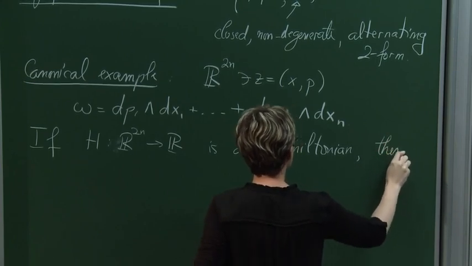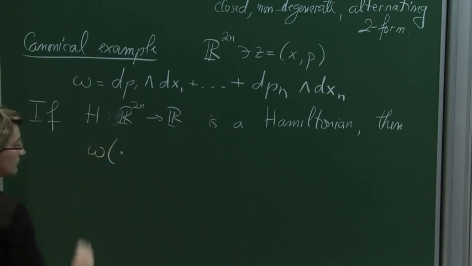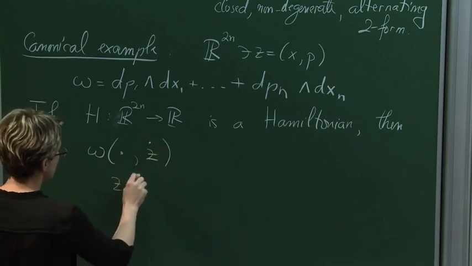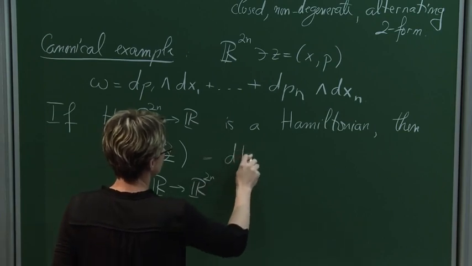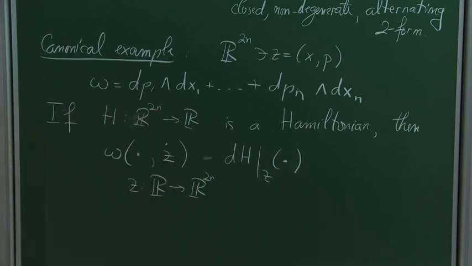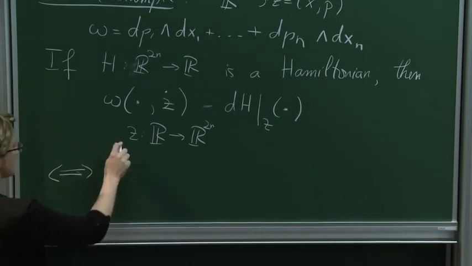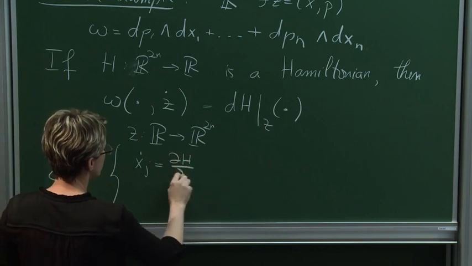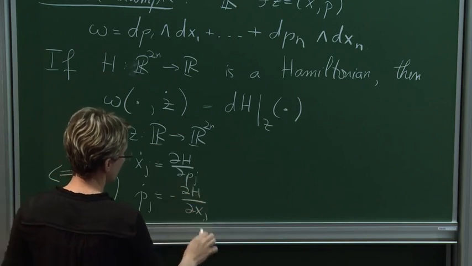then the flow generated by this Hamiltonian is defined as follows. Omega of z dot, the dot above the z stands for the time derivative, so z is a function of time taking values in phase space, right? This is the differential of H at z, and you put over here whatever you put over here. Now, if you decode what this means using the definition of omega, you recover exactly Hamilton's equations, right? xj dot, the xj entry of z, is del H del pj, and pj dot is minus del H del xj. Okay, so Hamilton's equations.